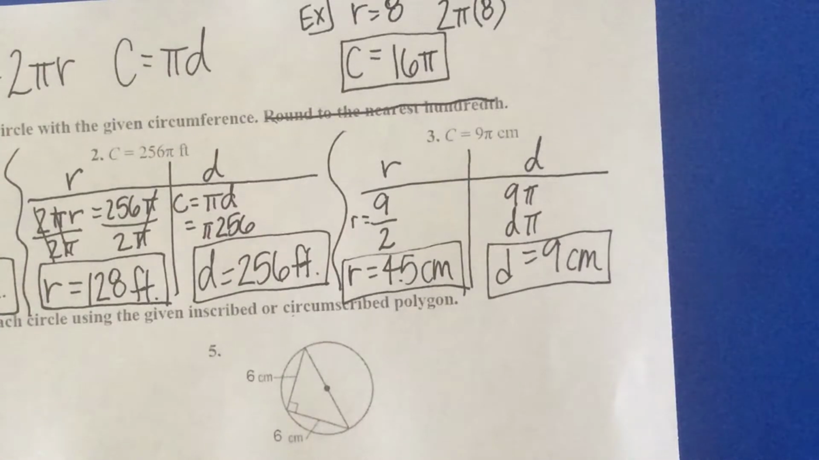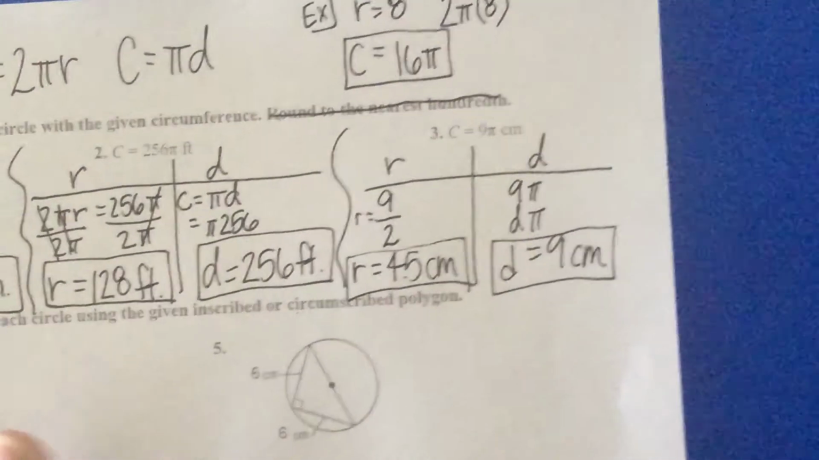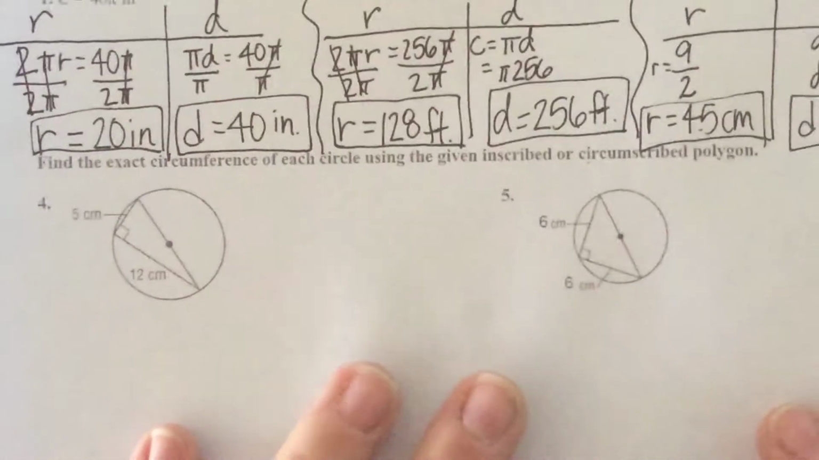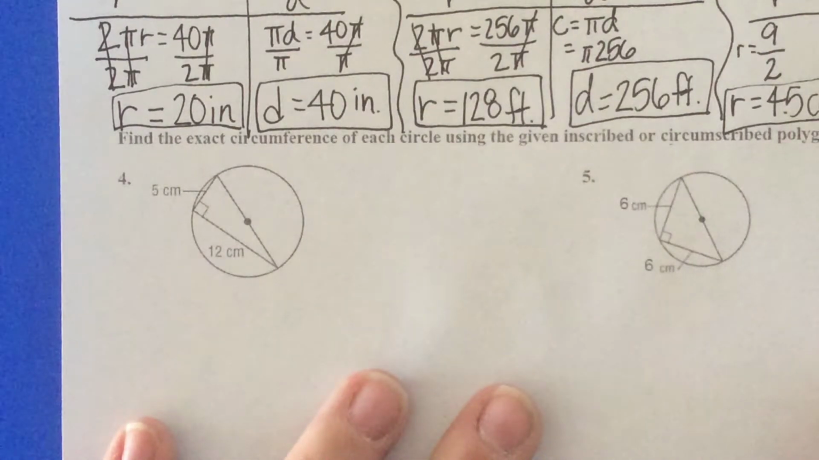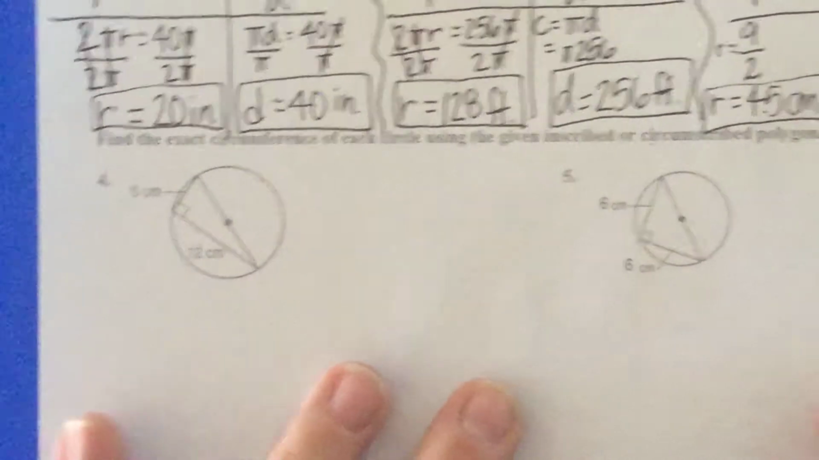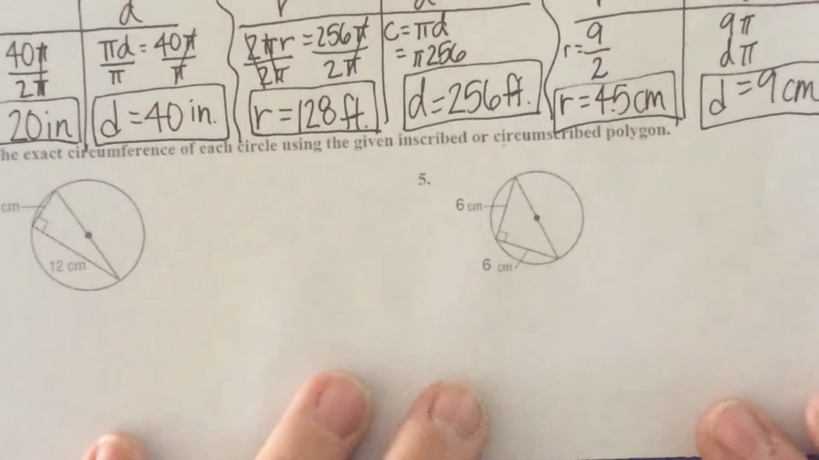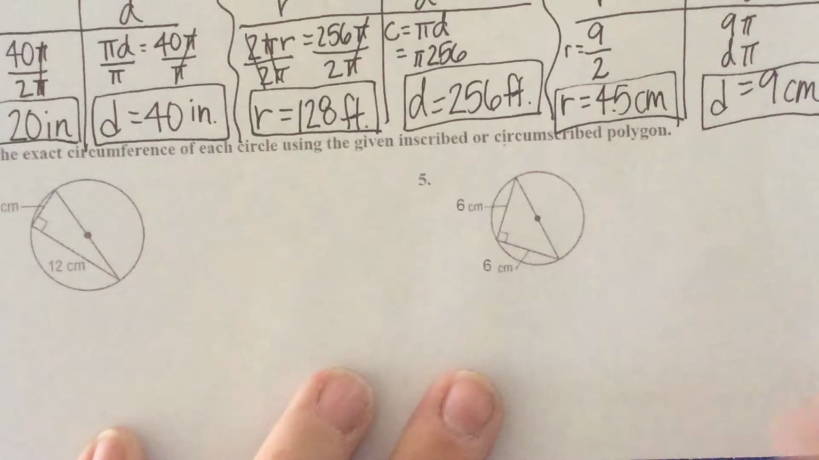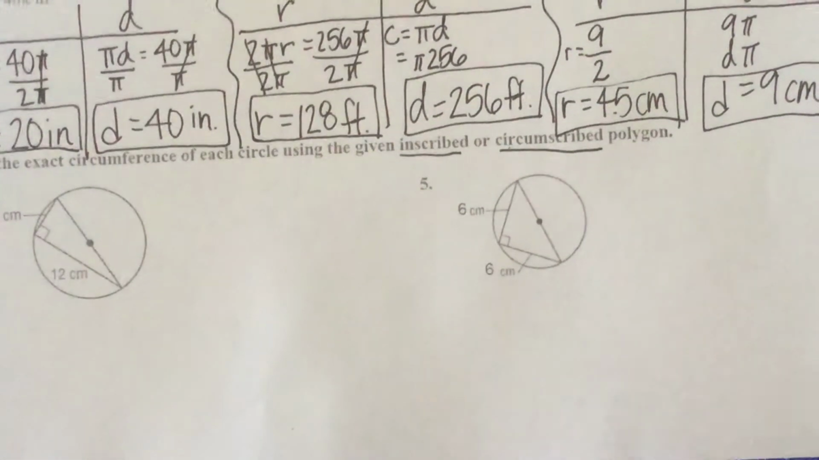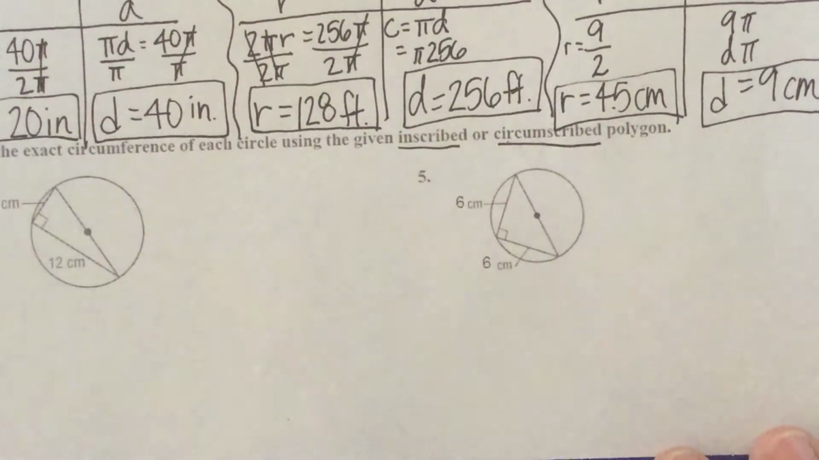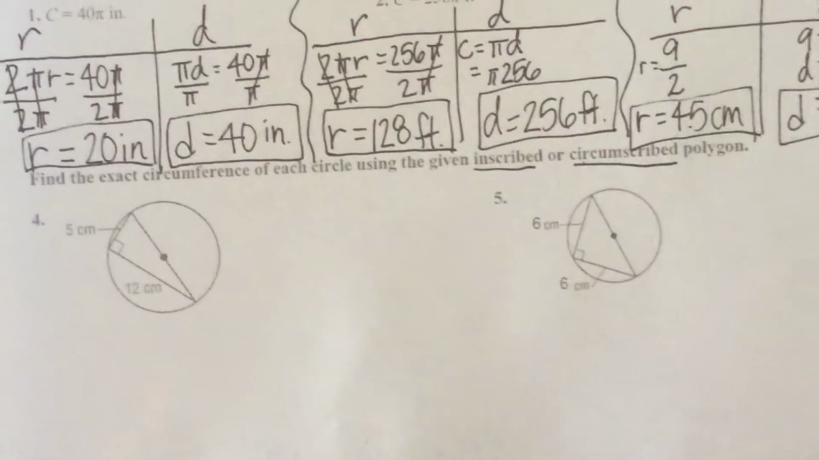Now this bottom part, we are actually finding the circumference. Okay, but it says find the exact circumference, so we're going to leave our answers in terms of pi, of each circle using the given inscribed or circumscribed polygon. Now we're going to talk about those words a little bit more a little later on, but for our purpose today, just think of it as being inside of the circle.